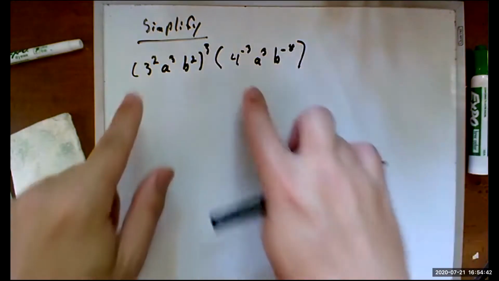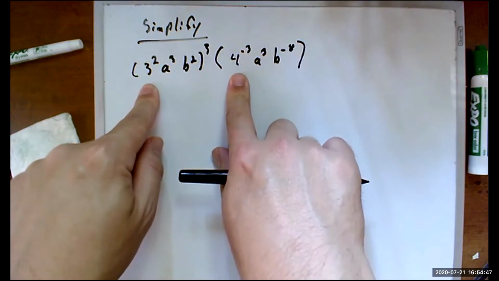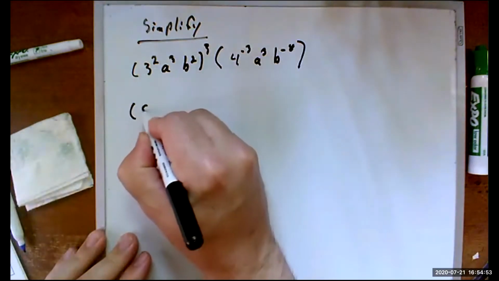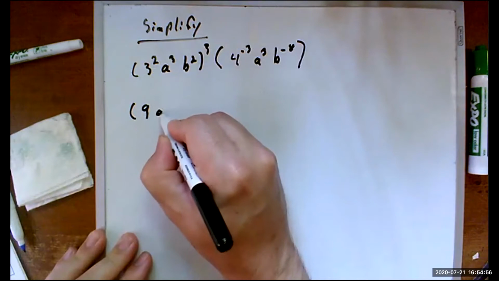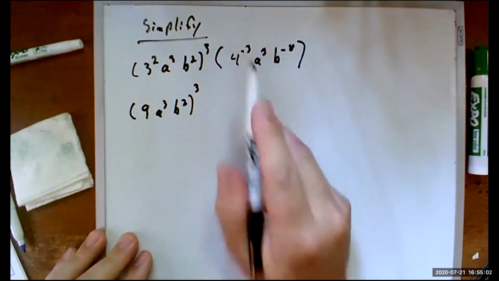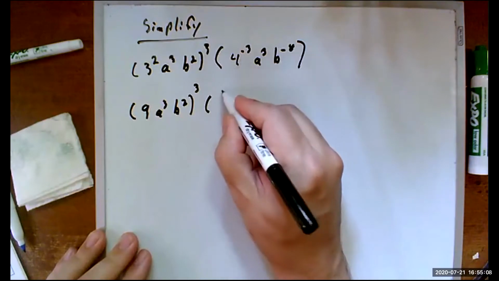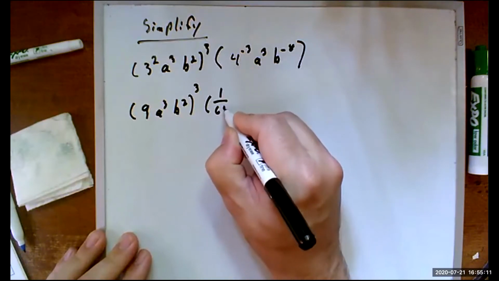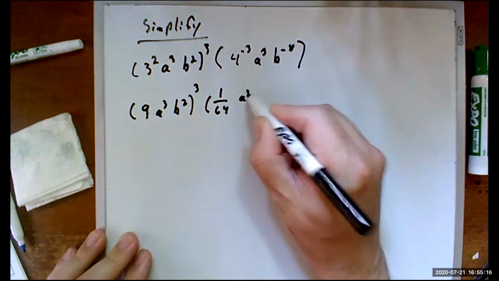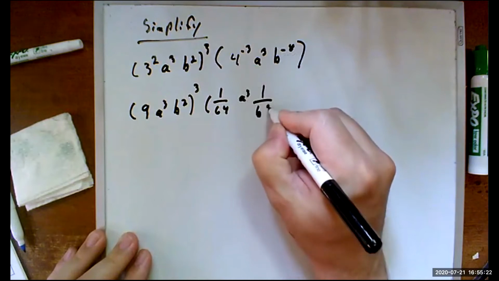So the first thing we want to do is deal with our numbers. We want to turn those into whole numbers without exponents because it's the easiest thing to do with both of them. 3 squared is 9. And I'm going to carry that a to the 3, b to the 2 with me for a second, and we're going to keep that cubed. 4 to the power of negative 3: 4 to the power of 3 is going to be 64, and it's a negative exponent, so I end up with 1 over 64. A to the 3, and B has a negative exponent on it too, so I end up with 1 over B to the 8th.